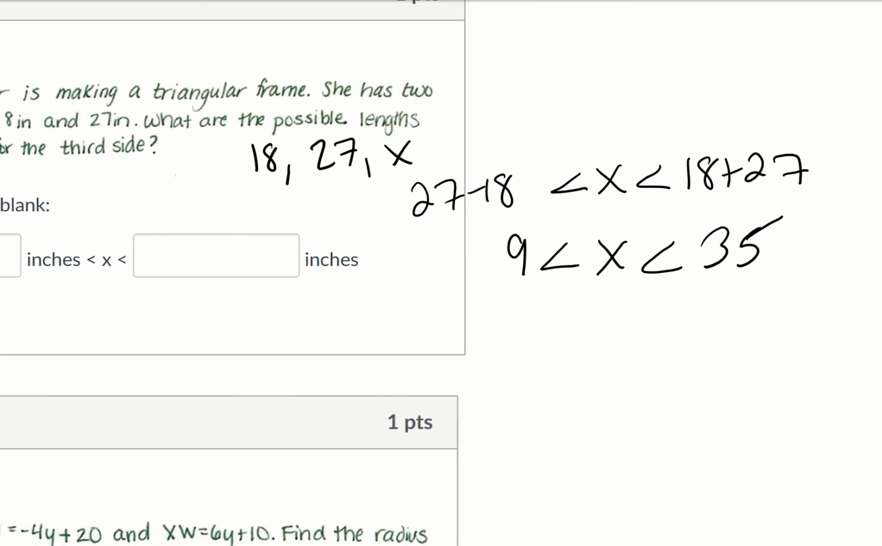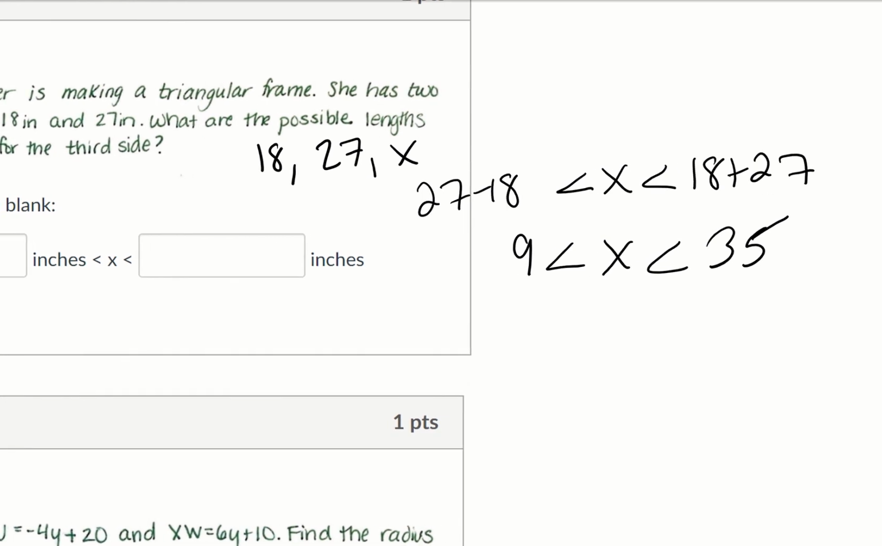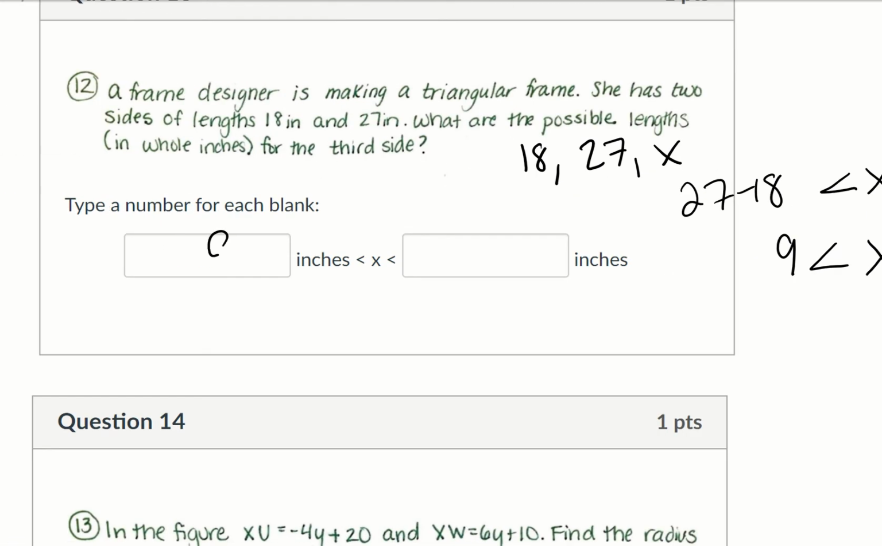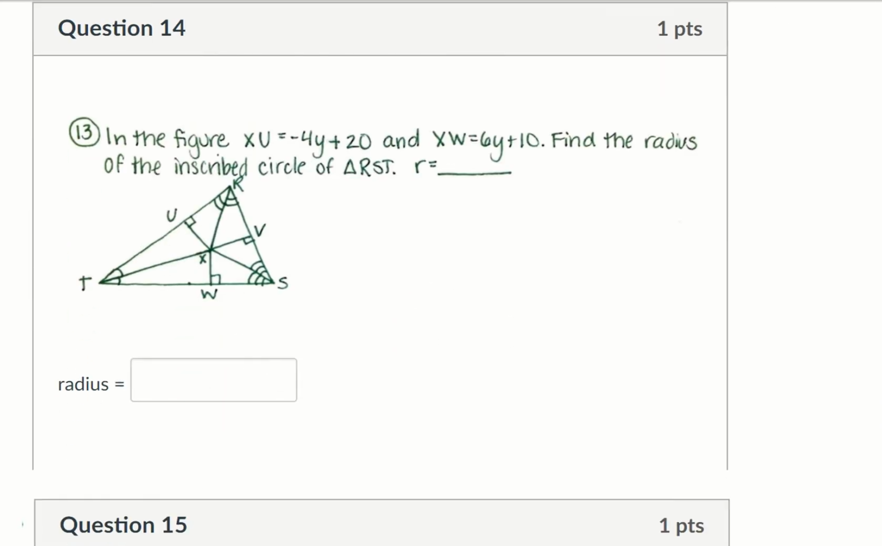And this is called the triangle inequality theorem. So this part right here is the triangle inequality theorem. It has to be less than the sum. Okay, so X is between 9 inches and 35 inches. And if you did that, you're going to make a triangle, in this case, a triangular frame.